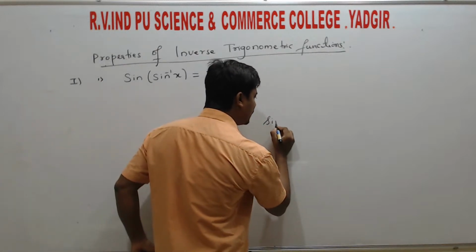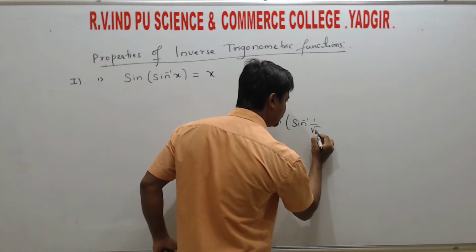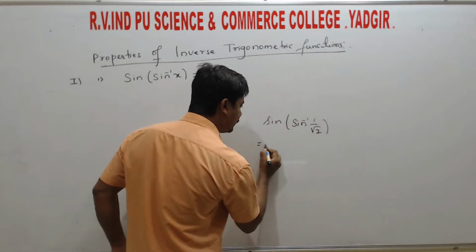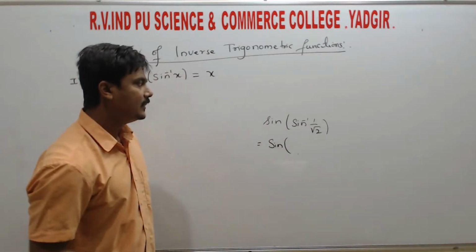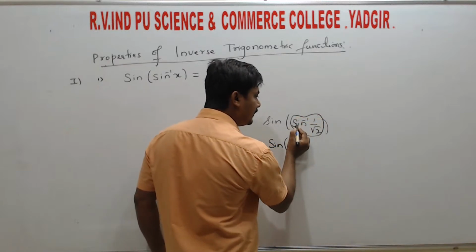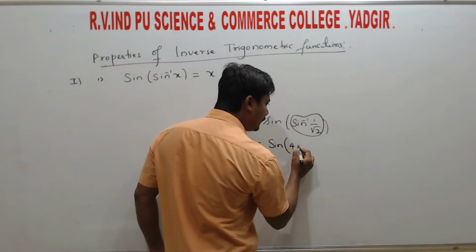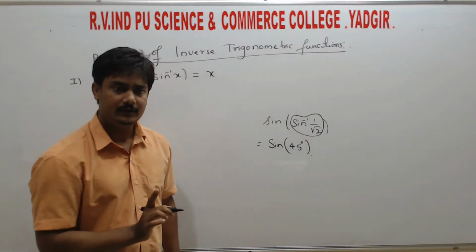If I ask you what is sine of sine inverse 1 by root 2, how do we find its value? I will keep this sine function as it is, sine of. We know its value already. What will be the value of sine inverse of 1 upon root 2? It is 45 degrees, is that not?